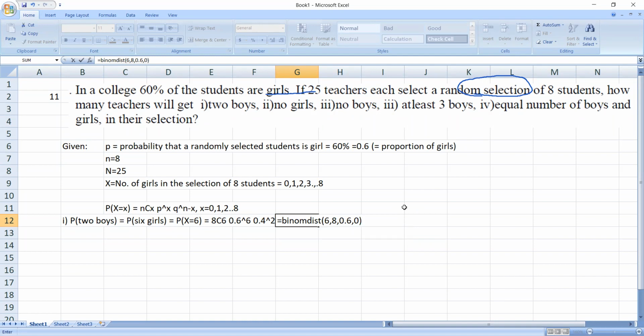0 indicates false in the computer language. Therefore, if I enter this code, I'll get the probability. 0.2090. Yeah. So this is the code.